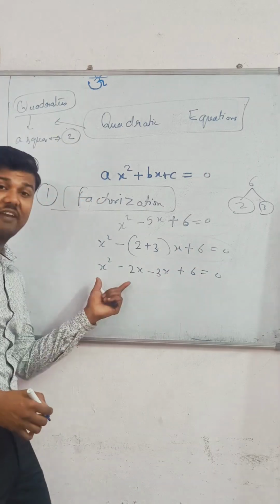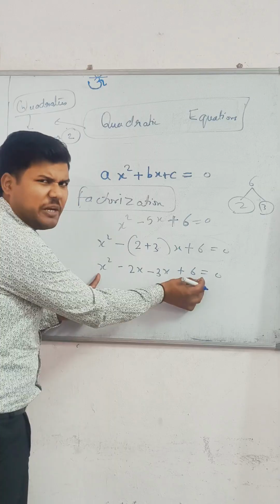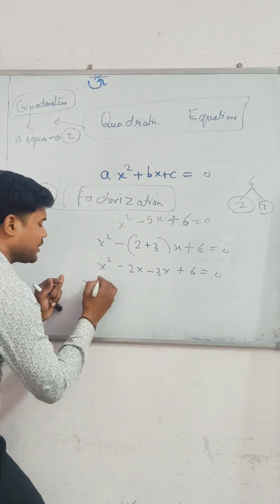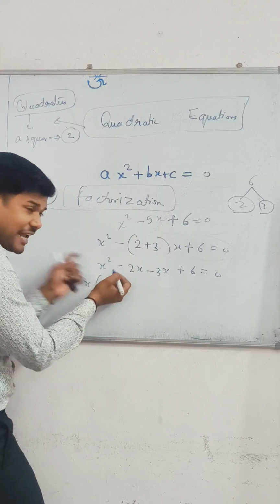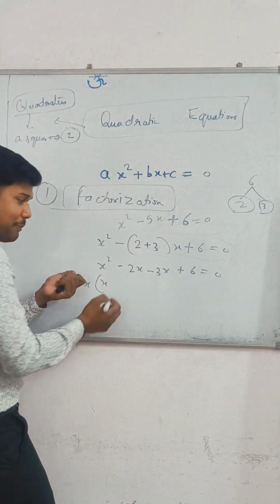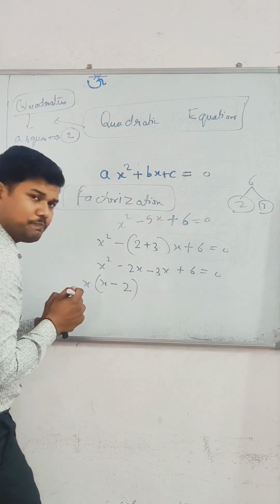Now what do you do? Now you will factorize it. You must have studied in class 9 how to factorize it. You have to take the x common out of it. If you take the x out of x square, you are left with x. Minus 2, if you are taking the x out, you are left with minus 2.